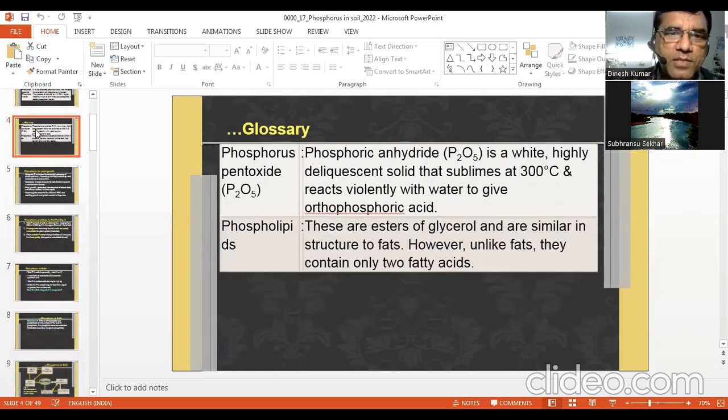Phosphorus pentoxide, P2O5, this is already discussed with you. Phosphoric anhydride is another name for the pentoxide. It is a white, highly deliquescent solid that sublimes at 300 degrees centigrade and reacts violently with water to give orthophosphoric acid. Then phospholipids are also organic sources of phosphorus in soil. These are esters of glycerol and are similar in structure to fats. However, unlike fats, they contain only 2 fatty acids.